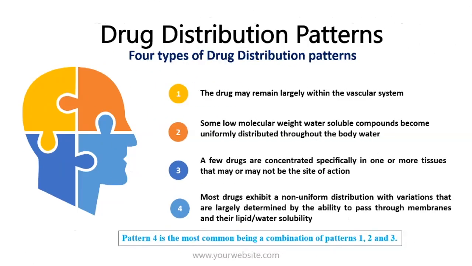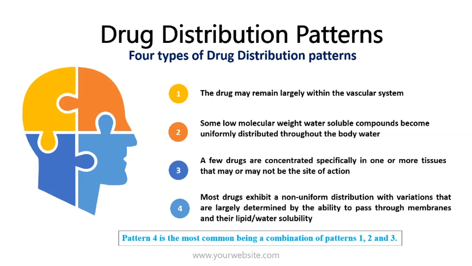There are 4 types of drug distribution patterns, and one of them is that the drug may remain largely within the vascular system, as with some low molecular weight drugs. It's not going anywhere else but in the blood. It's swimming in the blood. Another type is that low molecular weight water-soluble compounds become uniformly distributed throughout the body water. So the areas that you consider to be body water, that's where it's going to be distributed into.